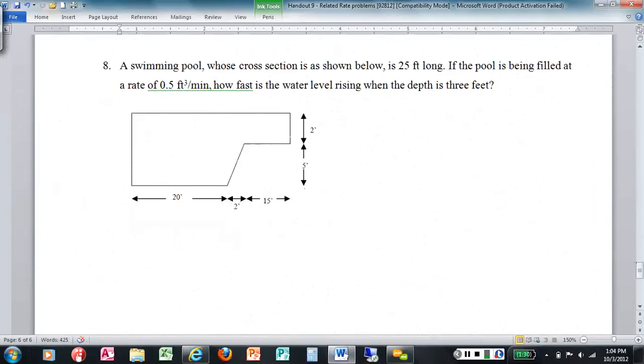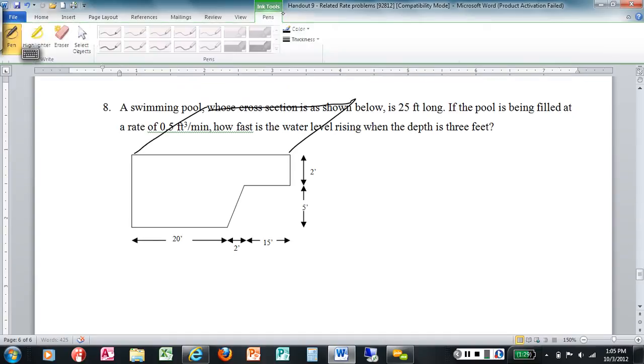We have a swimming pool problem. This is kind of like the trough problem because we've got a swimming pool which has the cross-section area as shown there, but it's 25 feet long. So just imagine, we're going out here 25 feet this way. There's our swimming pool, okay? That's what our swimming pool is going to look like. Okay? I'm going to leave that there.